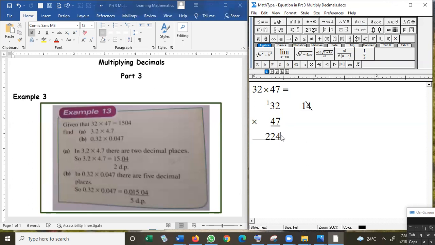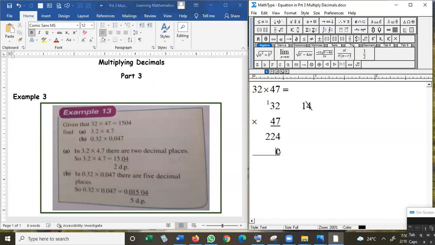Then the 4 stood now. Four times 2 is 8. But remember, this is 4 tens. So we have to write a 0 under that 4 there, because we are multiplying by basically 40, if you want to put it, because this is 40 and 7, 47. So we are basically multiplying by 40.